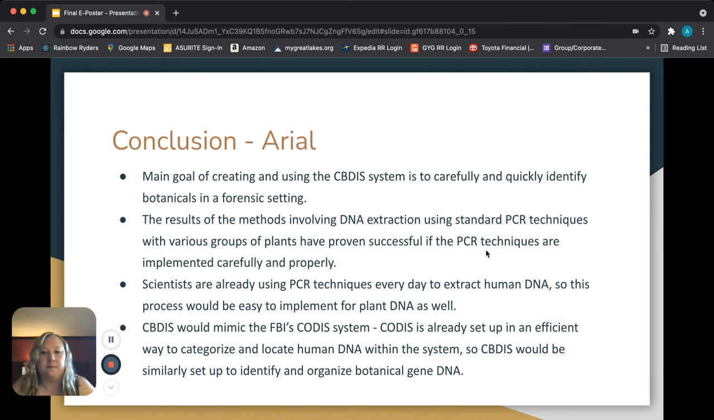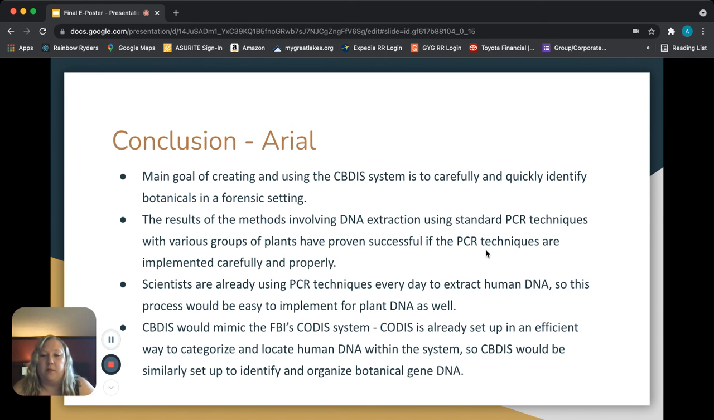conclusion part of it. The main goal of creating and using the CBDIS system is to carefully and quickly identify botanicals in a forensic setting. The results of the methods involving DNA extraction using standard PCR techniques with various groups of plants have proven successful if the PCR techniques are implemented carefully and properly. Scientists are already using PCR techniques every day to extract human DNA, so this process would be easy to implement for plant DNA as well.